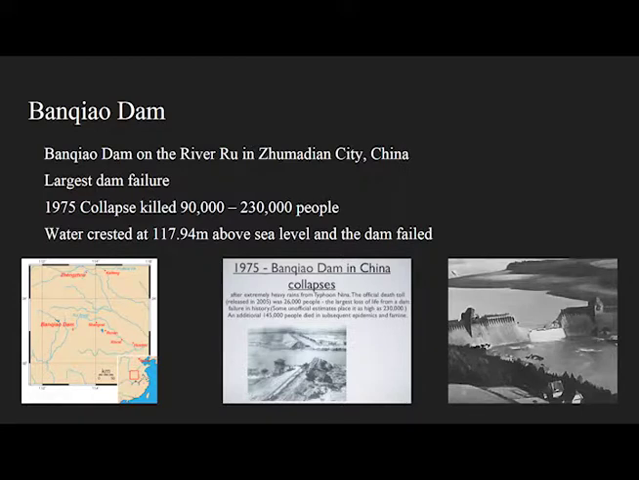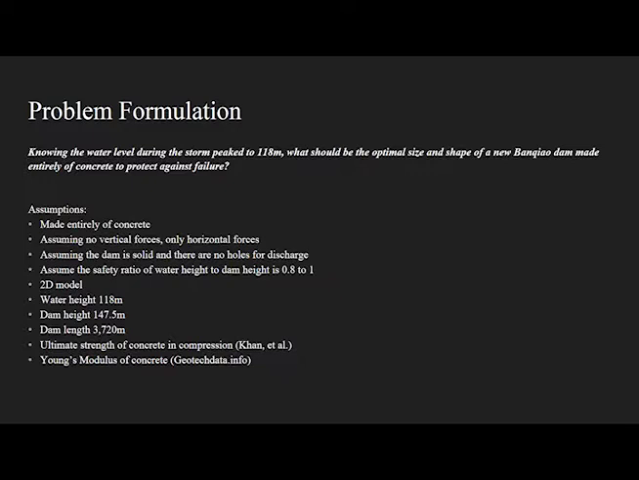So our project is to take into account the Banqiao Dam story and to know that during the storm, the water level peaked at 118 meters. If we were to design a concrete dam, what would be the optimal size and shape to replace the Banqiao Dam and prevent failure? We made some assumptions in our problem, such as modeling in 2D, looking at concrete and estimating the strength and compression, and assuming that there are no vertical forces, making it easier to just account for the horizontal forces of the water.